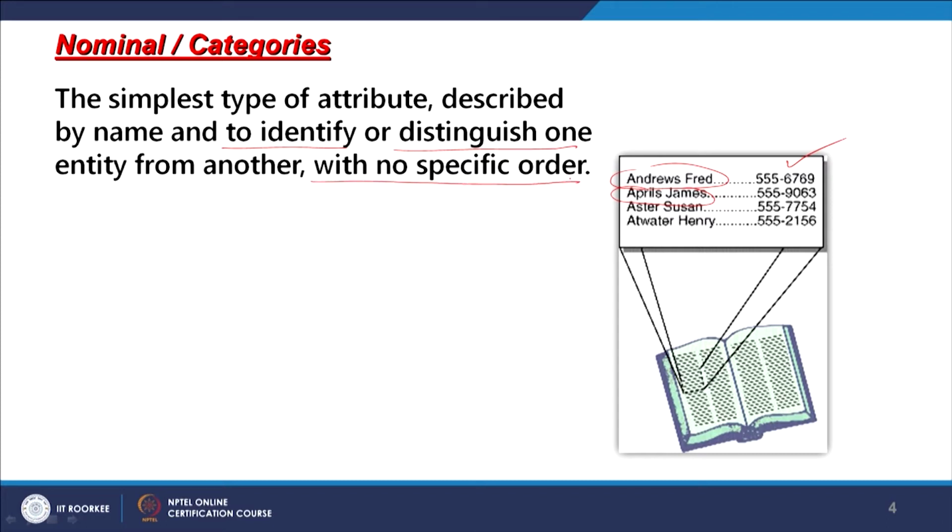With no specific order, it is just a name. Though one can argue that I can organize names in alphabetical order, that order is not inherent; you are doing the organizing. Otherwise, names in nature or such identities do not have any inherent order. That's the main point.